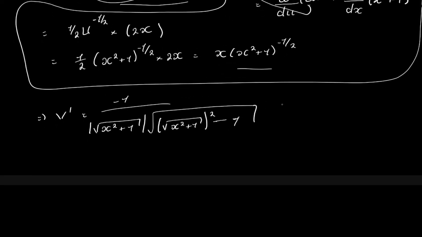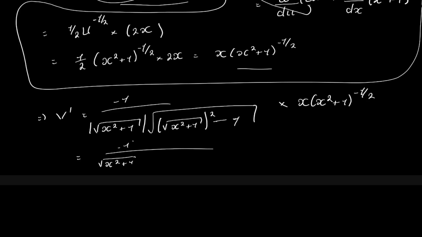So this times x into x squared plus 1, all that to the power negative half. Simplifying this, we have negative 1 all that on square root of x squared plus 1. There's no need for me to put the absolute value because absolute value converts negative to positive, whereas the square root of any number is always positive. So we can cancel it directly out and not consider it.